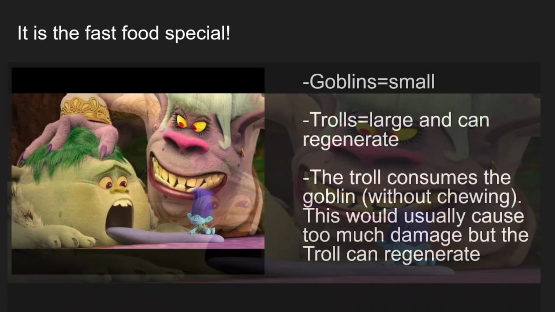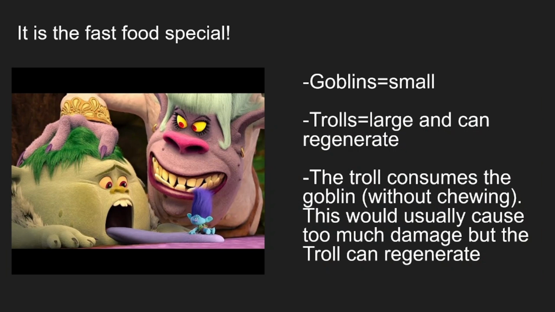You see, I thought about the core tenets of Trolls and Goblins as we know them and understand them in classic tabletop role-playing. Goblins, small, vicious, horrible little cretins, and trolls large and can regenerate. And so the idea is that the troll will consume the goblin without chewing.